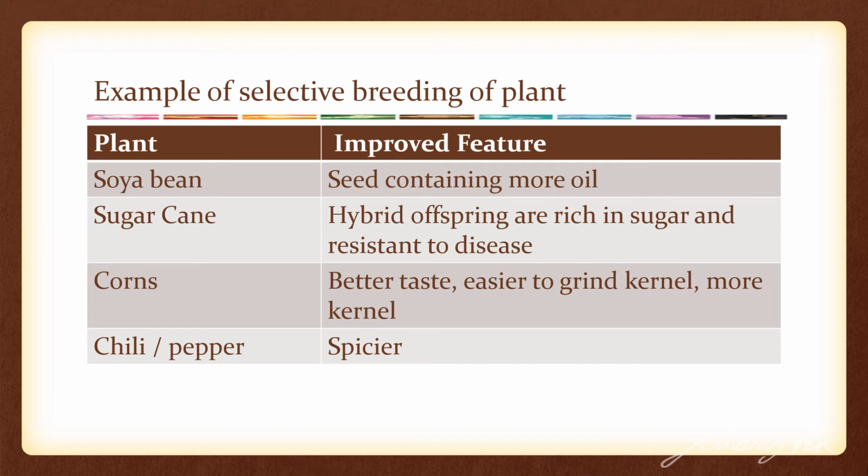Corn as well as chili, as you have seen in the earlier slide, had been selectively bred for their taste or easier for the farmer to grind their kernel off, or corn that have more kernels so that the yield will be better. For chili and pepper, they have been bred for not just their size but also their taste. Some farmer might breed pepper that is getting spicier and spicier, or some other farmer might prefer sweeter and sweeter pepper.